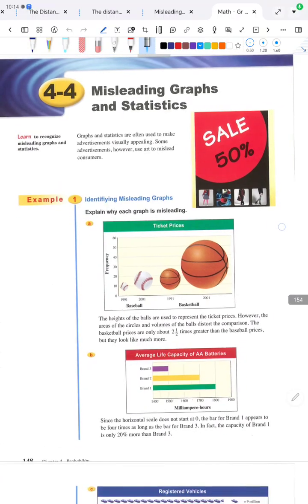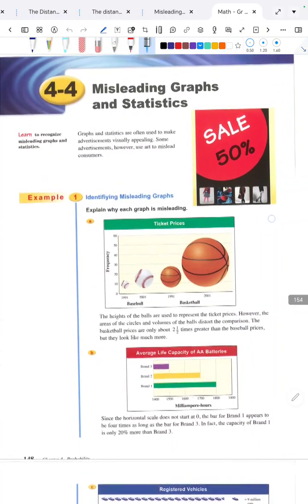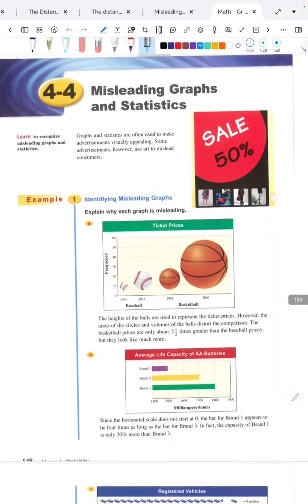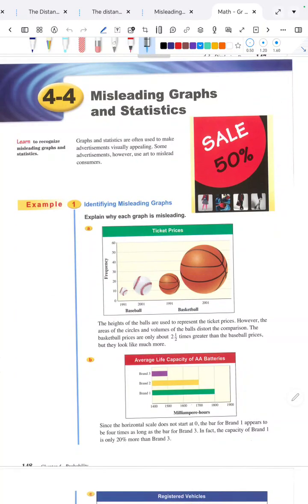Hello dear students, in this topic I'm going to explain misleading graphs and statistics. Page 148, chapter 4, lesson 4. In this topic we're going to learn how to recognize misleading graphs and statistics.